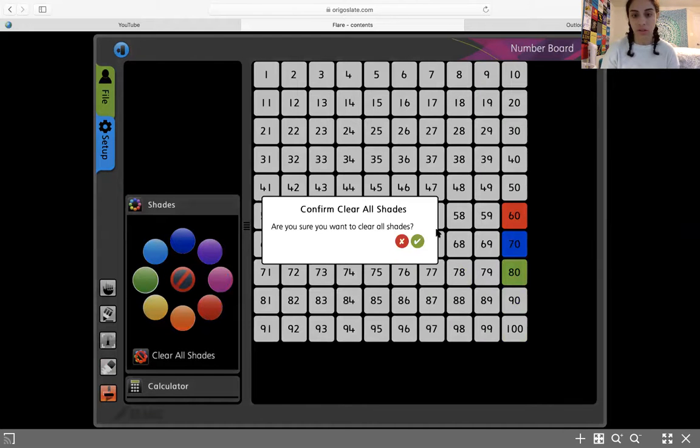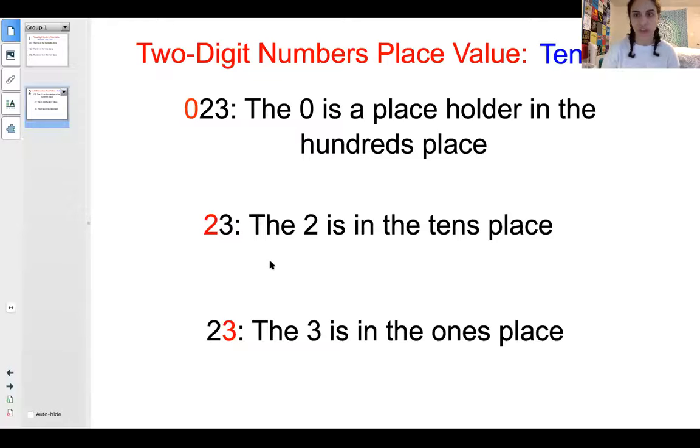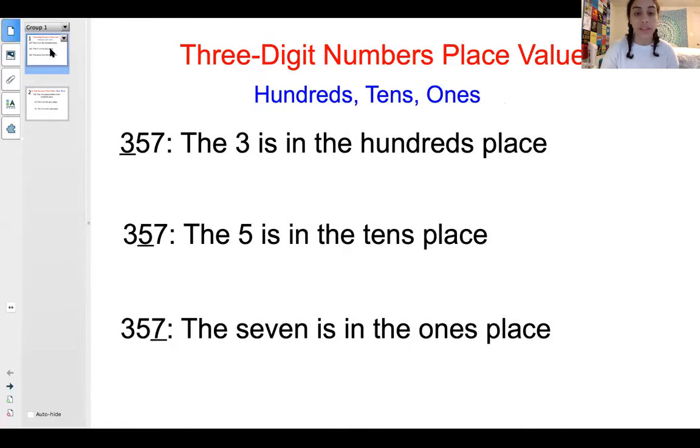Okay, so to do 100 less, we're going to go back to that first screen where we reviewed place value and look at the 3 digits. Now, we don't have a hundreds chart that has all of these numbers on it, and if we did, it would be really, really big, and it would take a lot of time. So we're going to review it this way. Remember, our 3-digit number is 357.